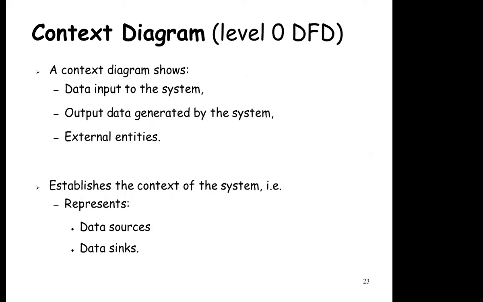The context diagram shows the main thing about the system: the single bubble which represents your system. It may have some input, it may have some output, and whatever external entities are interacting with your system are also represented in a level 0 DFD or context diagram. Again and again I am saying level 0 DFD is known as the context diagram.